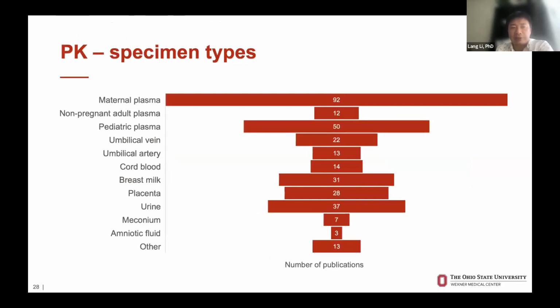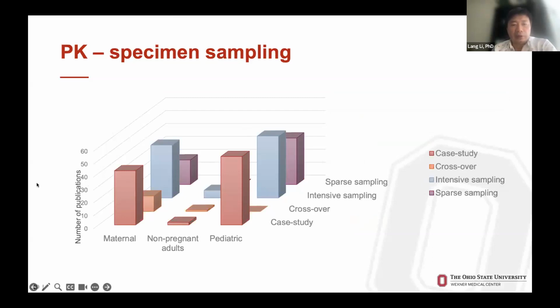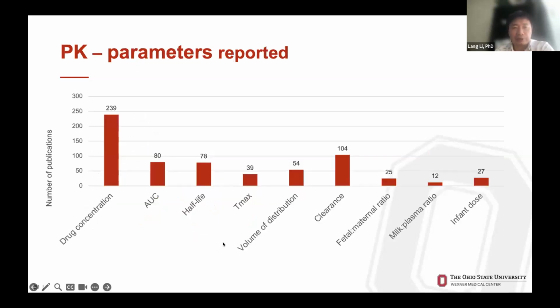Then there's also specimen information in the PK study, including maternal plasma, non-pregnant adult plasma, pediatric plasma, umbilical vein, umbilical artery, cord blood, breast milk, placenta, urine, meconium, and others. So there's quite a bit of diversity of PK specimens in the database. Then PK sampling is also interesting, including case-only studies, crossover studies, intensive sampling, and specimen sampling, across multiple data types. And we first categorize them into maternal, non-pregnant women, and pediatric patients.